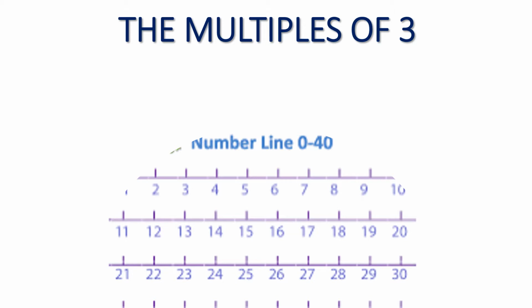Our multiples of 3. The first one will be 3. Let's put a circle. Sorry. Now make the next jump. 1, 2, 3. We're going on to 6. Let's make the next one. 1, 2, 3. It's gonna be 9. And on like that till we get to 30.